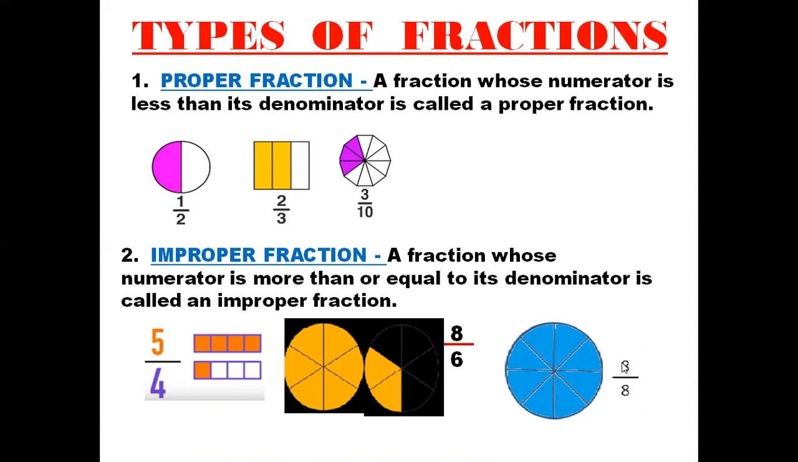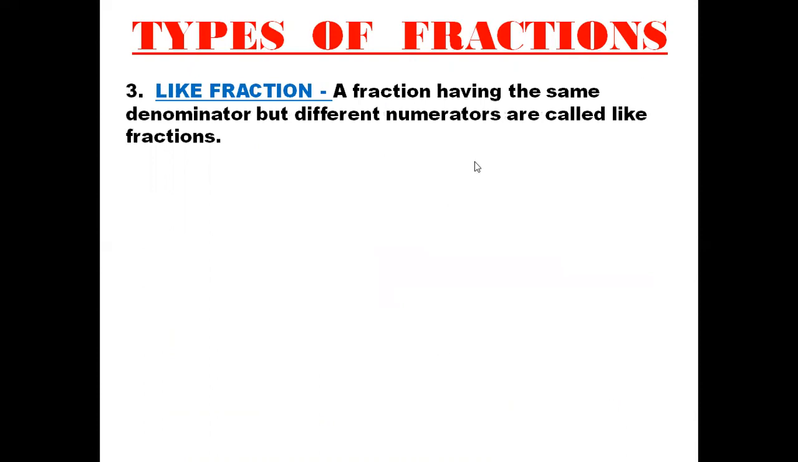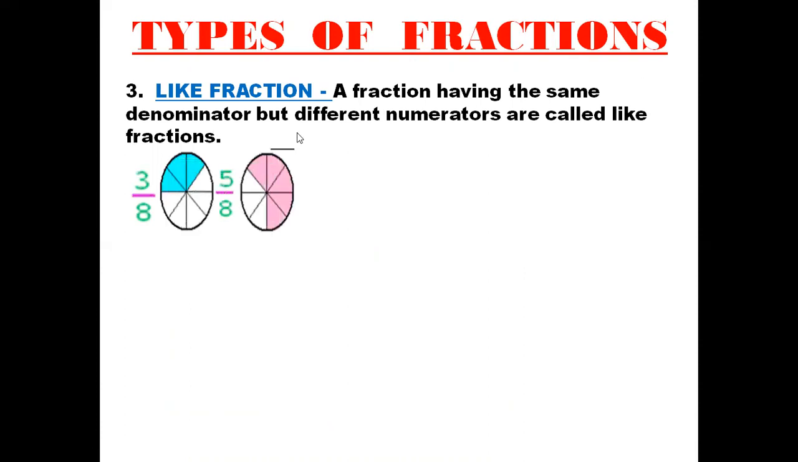Similarly here, the numerator and denominator both are equal. It is an improper fraction. Numerator is 8, denominator is 8. Now we come to like fraction. A fraction having the same denominator but different numerators are called like fractions.